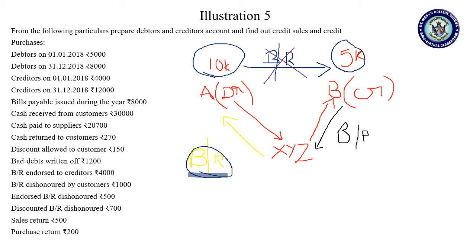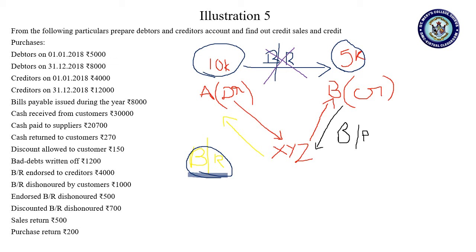Sales return, again it is a repeated transaction. Sales return account debit to debtors account. Purchase return, just the opposite. Creditors account debit to purchase return, because it is related with the creditor. So these are the journal entries.